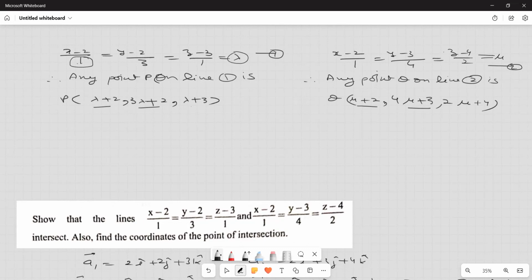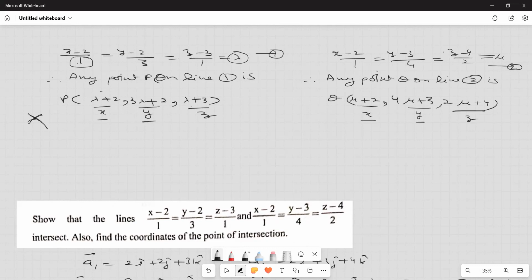Listen to this again. This is the x coordinate. This is y coordinate. This is z coordinate of point P. Similarly, this is x coordinate of Q, y coordinate, and z coordinate of Q. So, if the 2 lines intersect, this point P and Q, I am taking on this line and this line. If they intersect, because this is any general point, can I take P and Q as same?